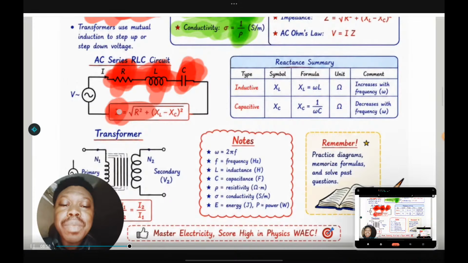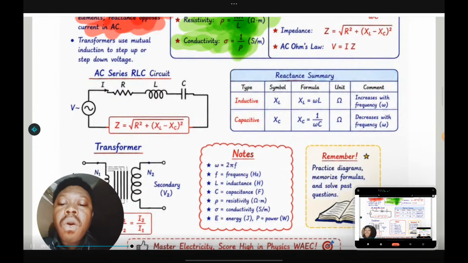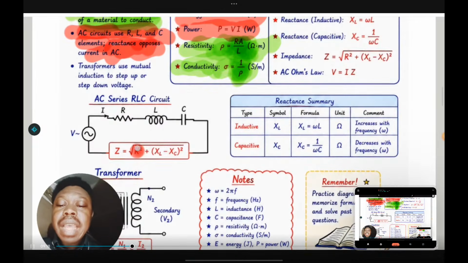This Z represents impedance, and it is the square root of R squared plus open bracket XL minus XC, close bracket squared. Now, this is what it means. Take note, pay attention to this part very well. Now, for R, this R here is this. You square this R, this value here.